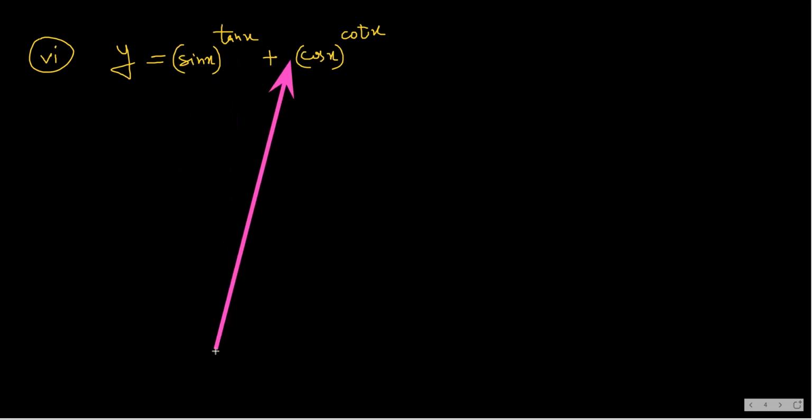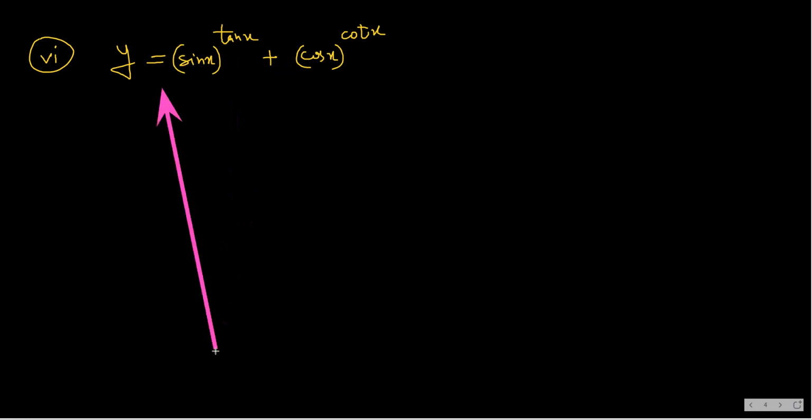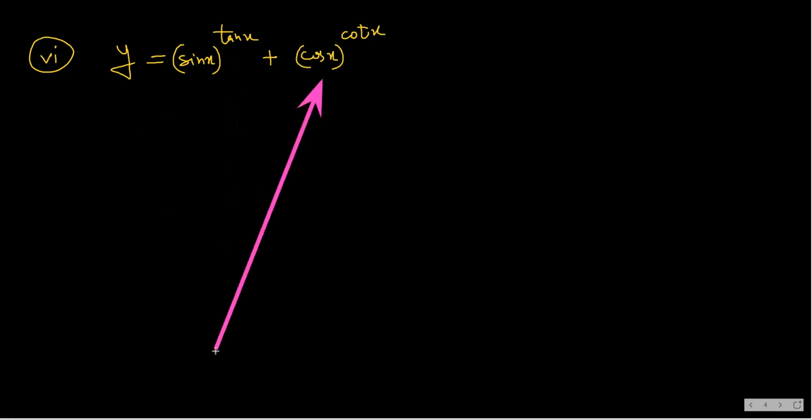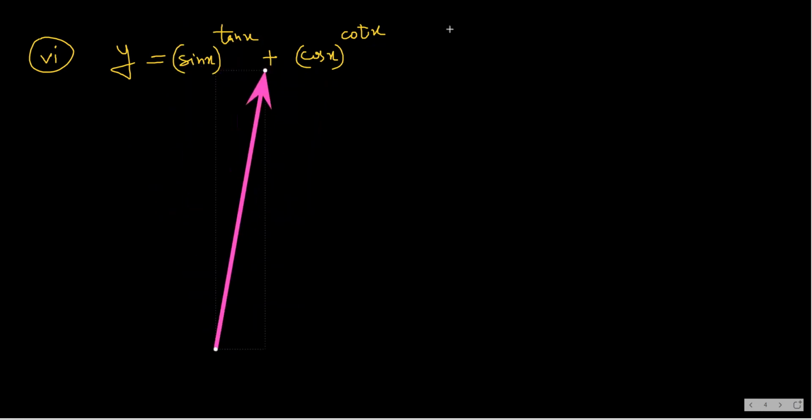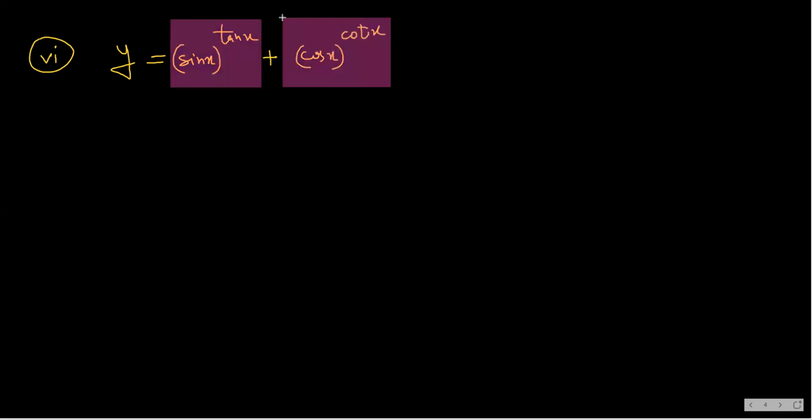Similarly, you want to have a log here. But if you take log on both sides, log y equals log of this whole thing, and because of this plus sign, you can't go ahead. So the idea is, we will take this as u, and this as v. So y will become u plus v, so dy by dx will become du by dx plus dv by dx.